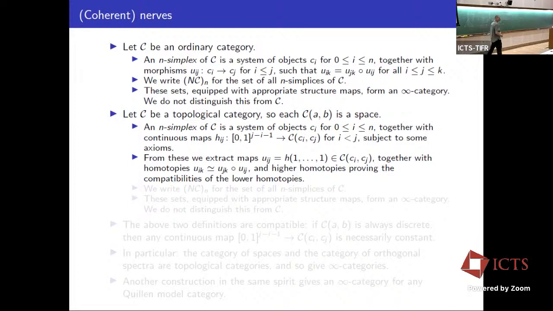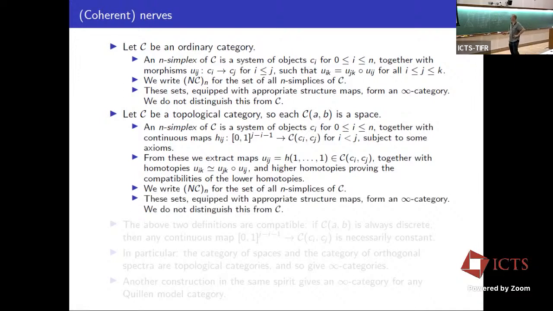And there's a bunch of combinatorics that you have to go into to understand how it all fits together. But basically, these are providing these homotopies and then further higher homotopies to show that all the lower homotopies are compatible with each other. And so again, we've got this set of n simplices of C, and they give you a simplicial set with the right properties to be an infinity category.